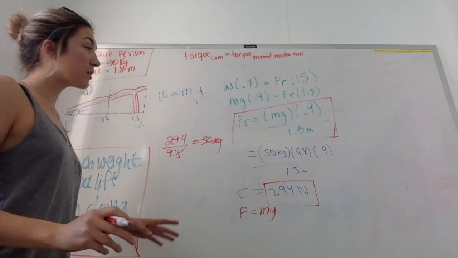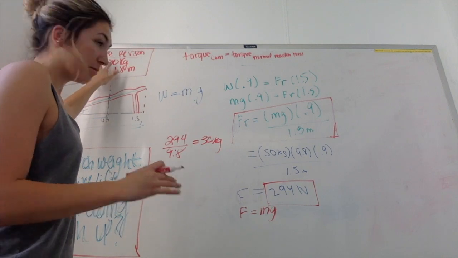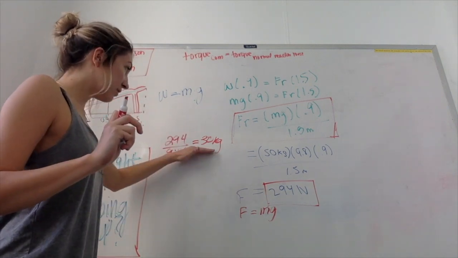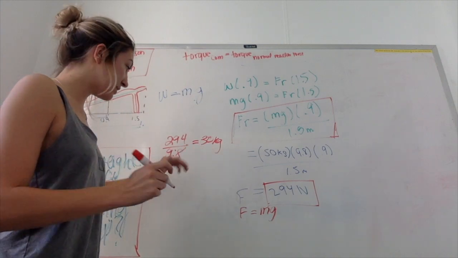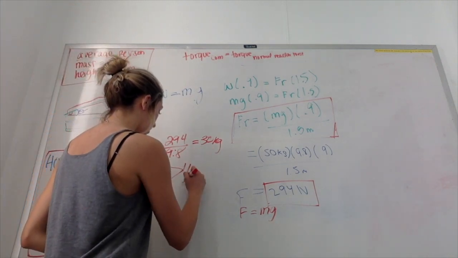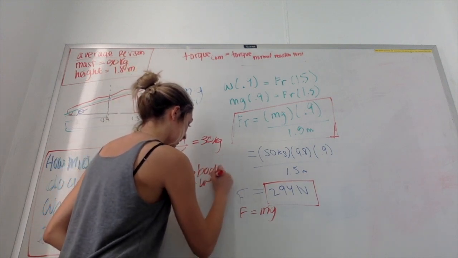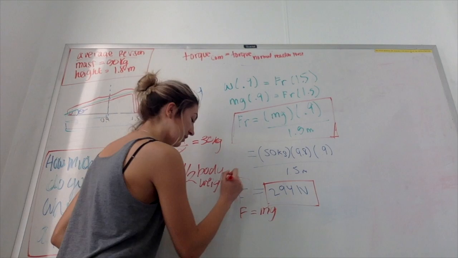So in terms of our original 50 kilogram mass, how much she weighs on a scale, 30 kilograms is how much is being lifted. That's a little bit greater than half of her body weight, just to put it into conceptual terms. And that's it.